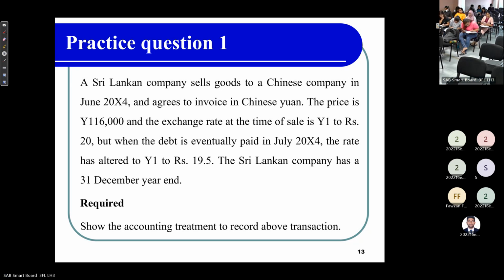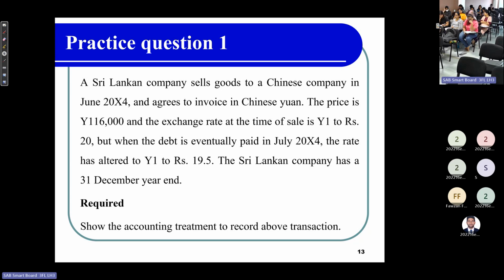A Sri Lankan company sells goods to a Chinese company in June 2004 and agrees to invoice in Chinese yuan. The price is yuan 116,000. Exchange rate at the time of sale: 1 yuan equals 20 rupees. But when the debt is eventually paid in July 2004, the rate has changed to 1 yuan equals 19.5. The Sri Lankan company has a 31 December year end.